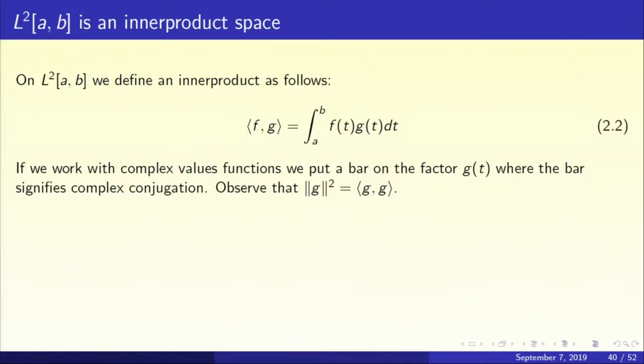What is the inner product of g with itself? The inner product of g with itself is the integral from a to b of g times g bar dt, or g squared dt if you work with real functions. In other words, norm g squared is exactly the integral from a to b of mod g(t) squared dt, which is nothing but the inner product of g with itself.